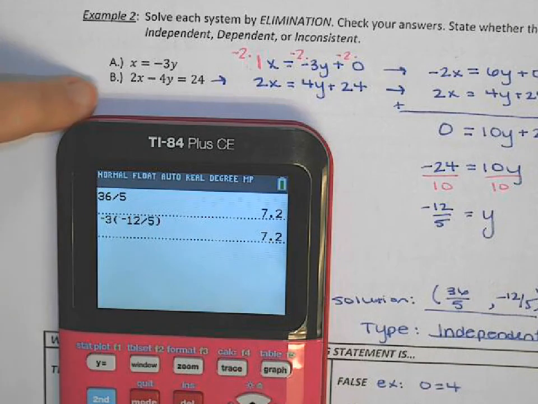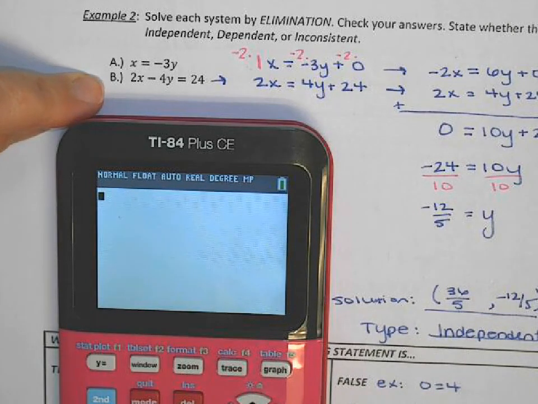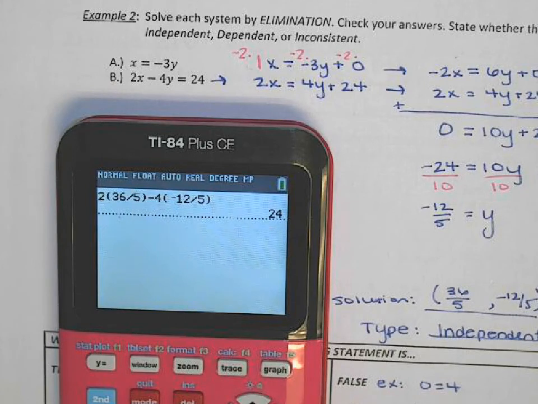Now I'm going to do the same thing with B. 2 times x, which was 36 fifths, minus 4 times the y value, negative 12 fifths. That's the left side. The left side's 24. Does the right side equal 24? I don't even have to plug that one in. Does 24 equal 24? Yes, it does. That solution was a solution to both A and B, so I know that that is my solution to the system. Does that make sense?